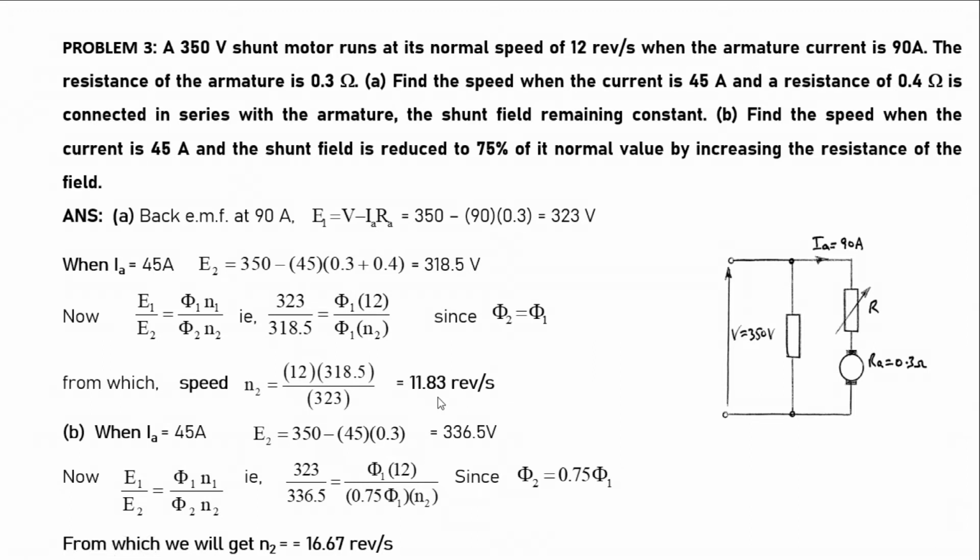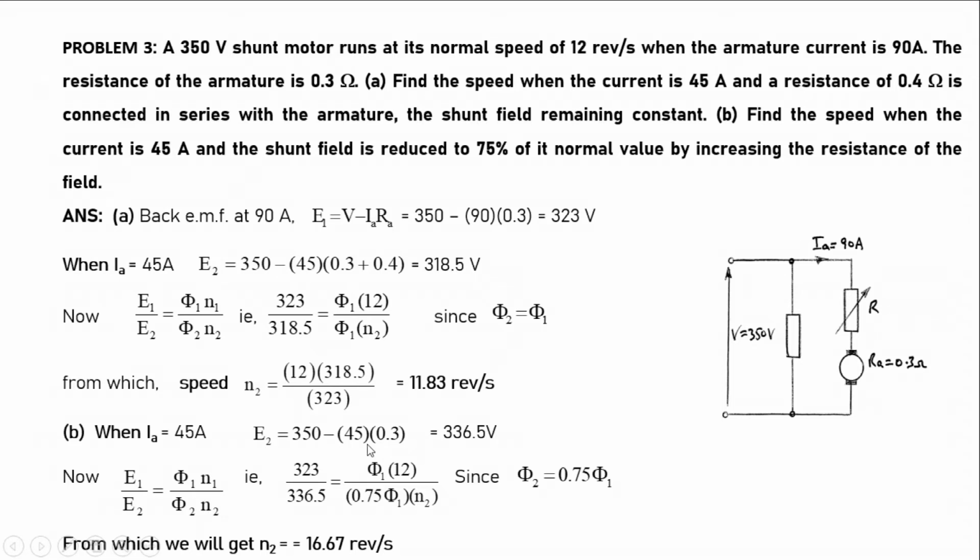Coming back to the second case now. Find the speed when the current is 45 amps. Once again you have to compare with E1. Now E2 is changed, now 45 amps, and the shunt field is reduced to 75% of its normal value. You have to use the same formula, but here it is given that the shunt field is reduced to 0.75 phi1. For this condition we need to find E2.